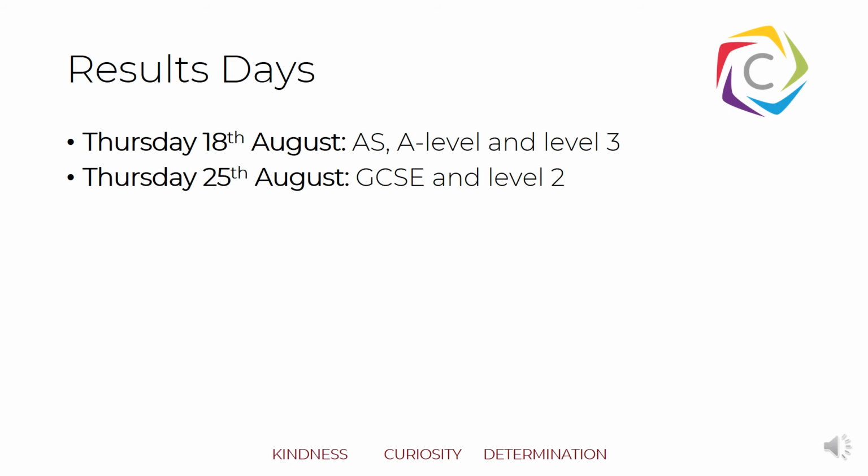Results days have also been announced. So results day for AS, A-level and level 3 qualifications, that's everything that you would normally take in year 13, will be on Thursday, the 18th of August. And GCSE, CTEC, BTEC and so on that you would take at level 2, everything you'd normally take in year 11, those results will be released on Thursday, the 25th of August, 2022.